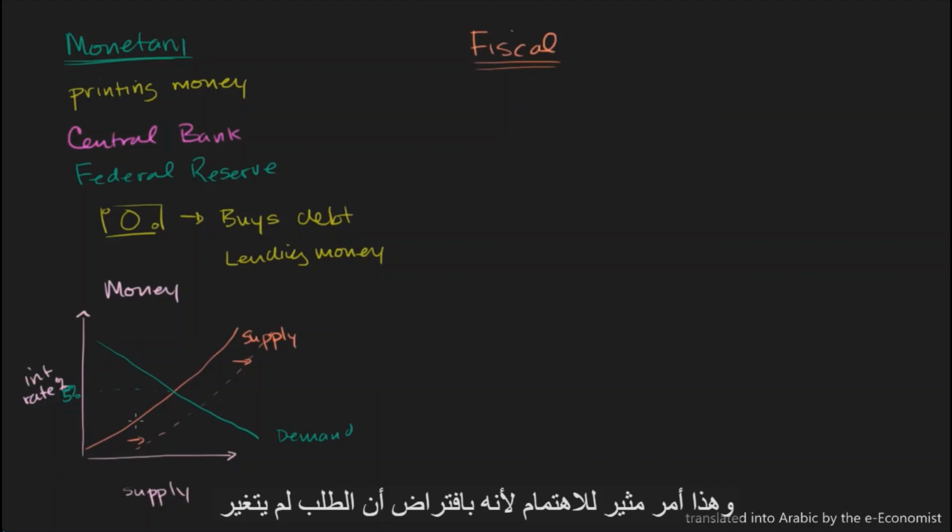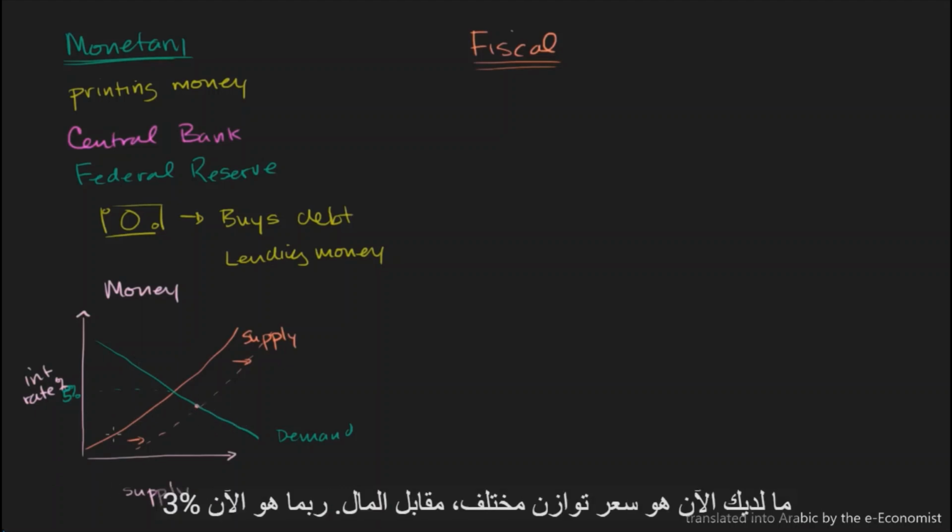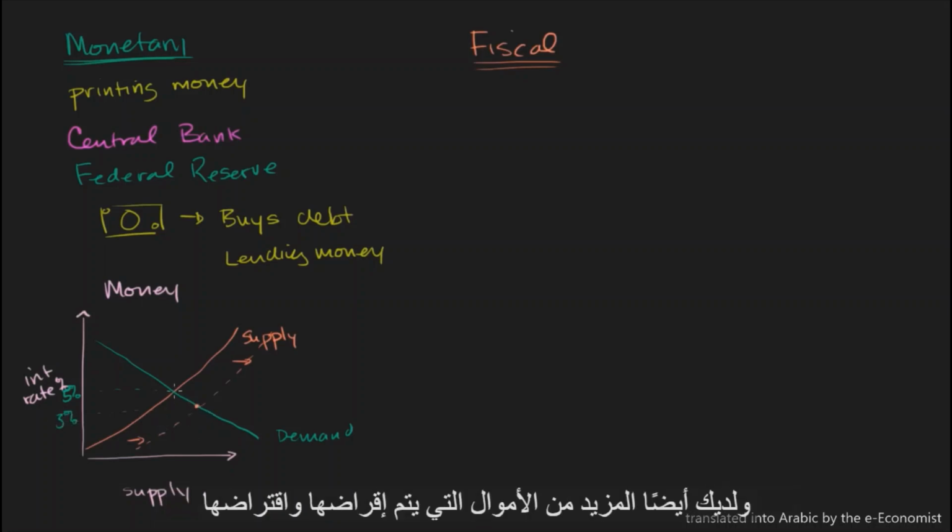And this is interesting because, assuming that demand has not shifted, what you now have is a different clearing price, a different equilibrium price for the money. Maybe this is now at 3%. And you also have more money being lent and borrowed.